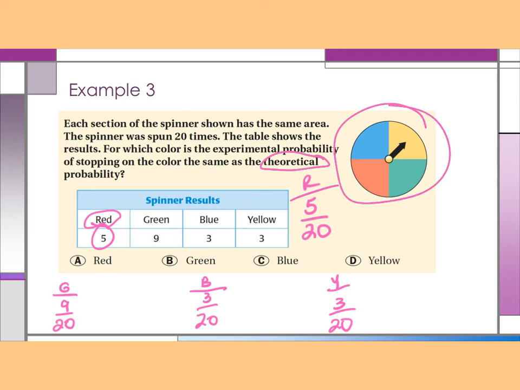Theoretical is just look at your spinner. What are the chances of landing on red? How many of those parts are red? 1, right? And how many total parts are there? 4. So the theoretical is 1/4 for each of these.